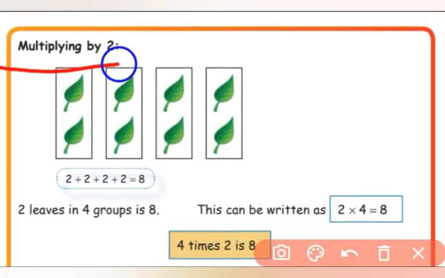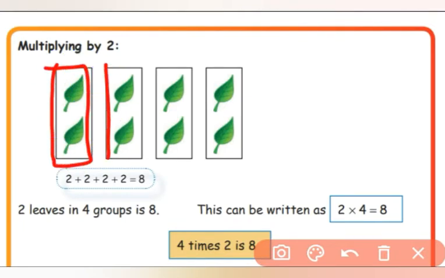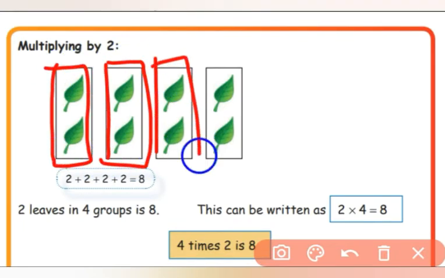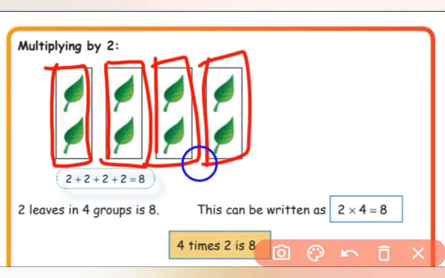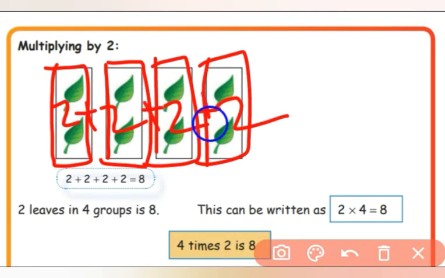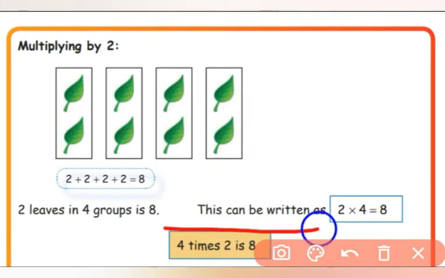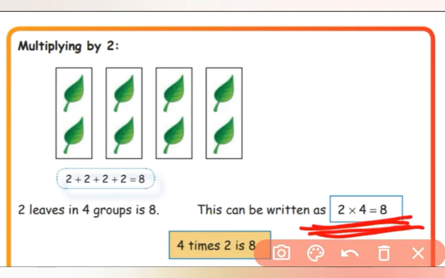See multiplying by 2. See பாருங்க. இங்கே எவ்வளோ குரூப்ஸ் இருக்கு? 4 குரூப்ஸ். ஓரோ குரூப்பில் எவ்வளோ லீவ்ஸ் இருக்கு? 2 leaves. 2 plus 2 plus 2 plus 2 is equal to 8. This can be written as 2 into 4 is equal to 8. This is the multiplication fact. 2 into 4 is equal to 8.